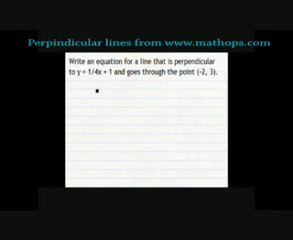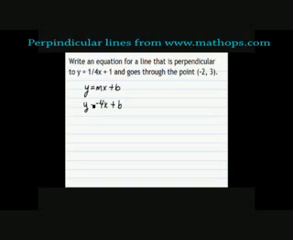Let's write an equation for a line that is perpendicular to y equals 1/4 x plus 1, but goes through the point -2, 3. We'll use the slope-intercept format, y equals mx plus b. The slope of the new line is the negative reciprocal of 1/4, which is -4. So the equation will be y equals -4x plus whatever its y-intercept is. To figure out what b is, put in the x and y coordinate of the point and solve for b.